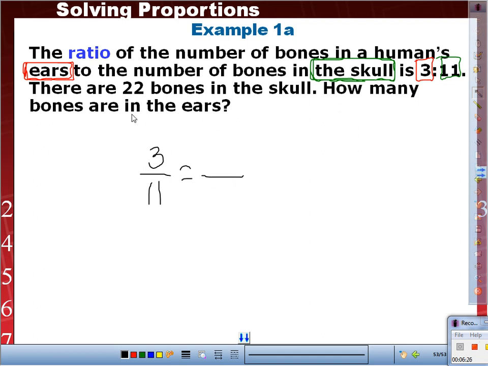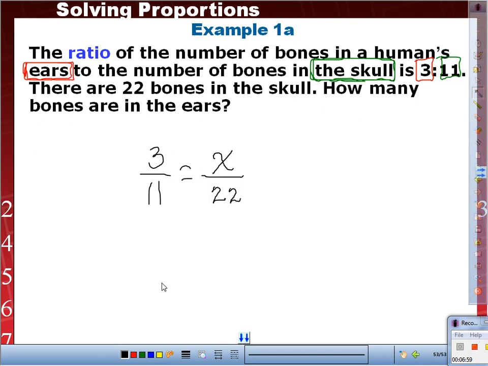So let me read the last part. It says, there are 22 bones in the skull. So tell your neighbor, where should I put the 22, please? Okay. Cooper, where should I put 22? On the bottom. Why did you say on the bottom? Because the other bones for the skull are on the bottom. That is correct. Therefore, which is the only one that we don't have? The ear, so we were going to label that X.